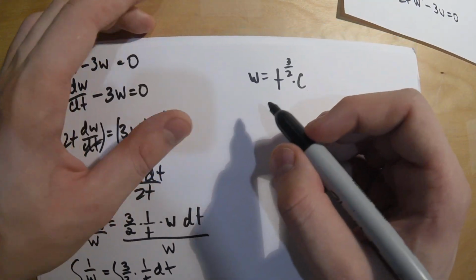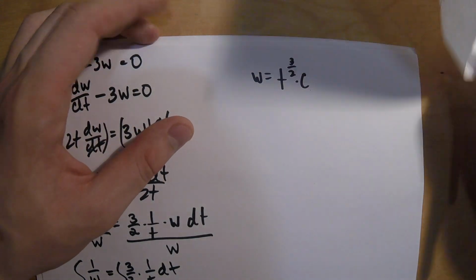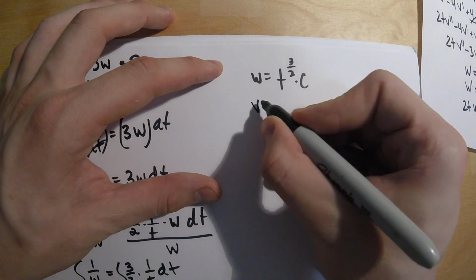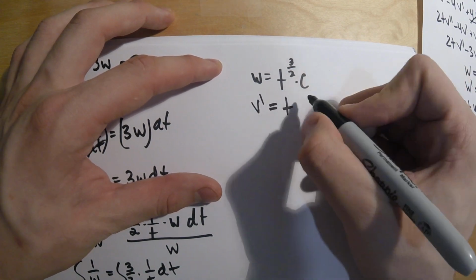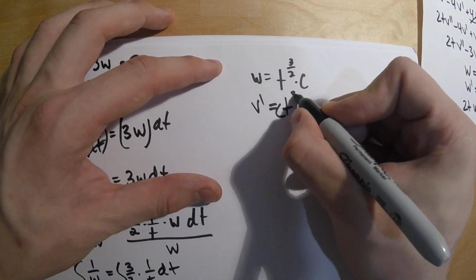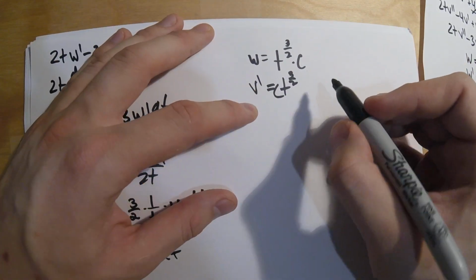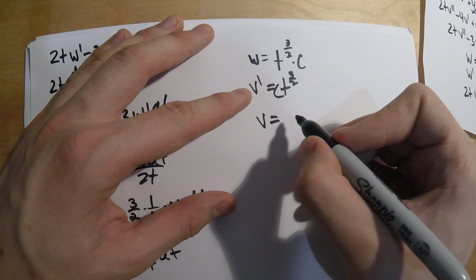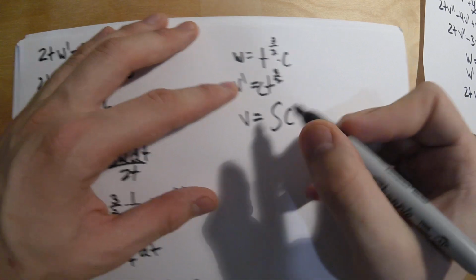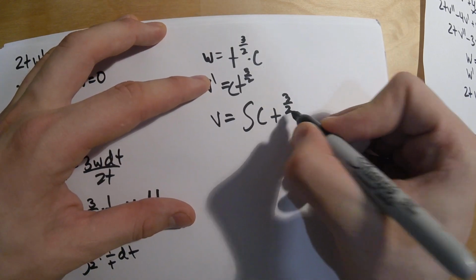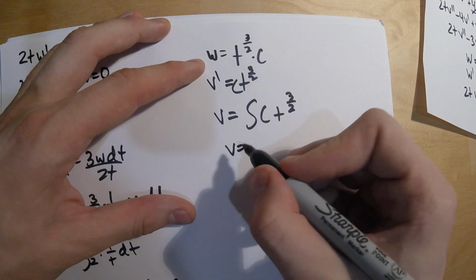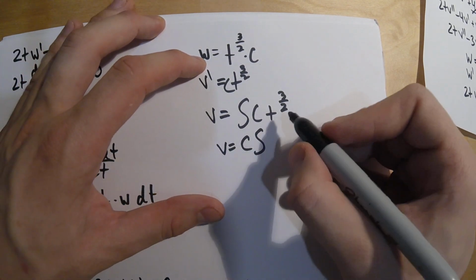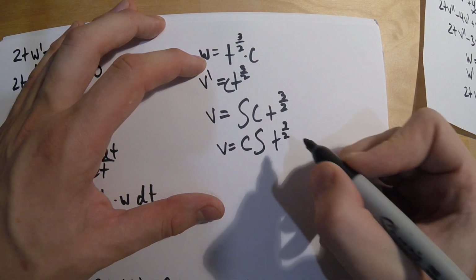Now, we made w equal to v prime, okay? So let's make that substitution back. Let me write this c in the front. Now, if you want to get v, you're going to have to integrate this side: c t to the 3 over 2. When you integrate this side, the constant comes out, and you have t to the 3 over 2.